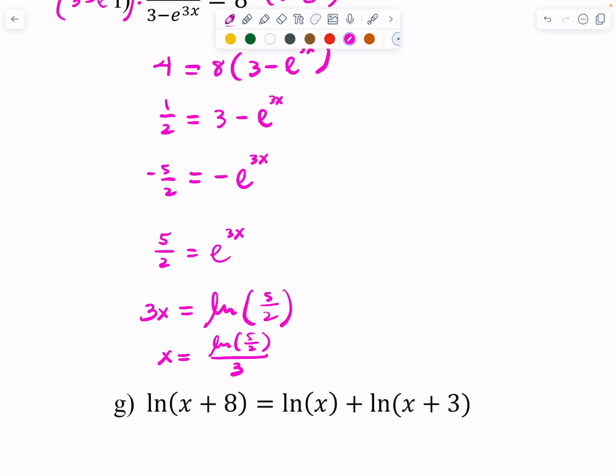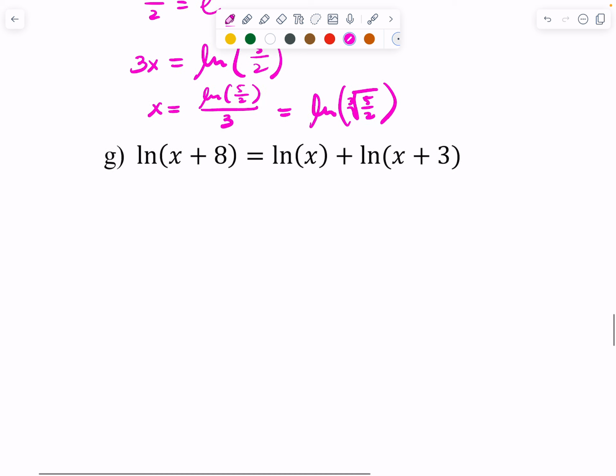So we're done. If you wanted to, you could rewrite that as ln of the cube root of 5/2, or let's say this is a multiple choice question, then you could see it in that form. You have the different properties of logarithms to rewrite this in different forms. So those were some different exponential equations to practice solving.